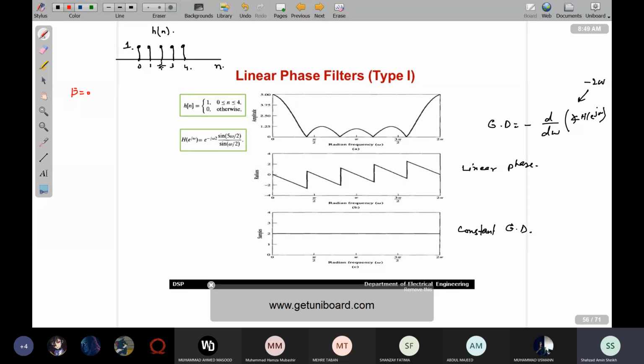In fact, if you see, the center of symmetry is 2. The slope is minus 2. And the group delay is constant because your phase response is linear, and that group delay is 2 as well, because group delay is the negative of the derivative of your phase response with respect to omega, and your phase response was minus 2 omega. So as a result, your group delay is plus 2.